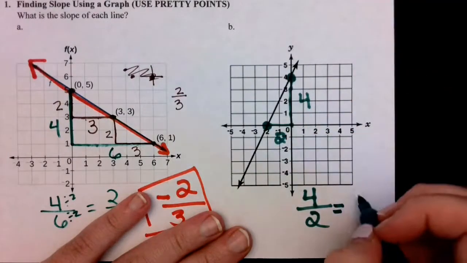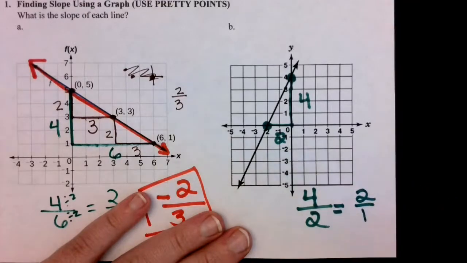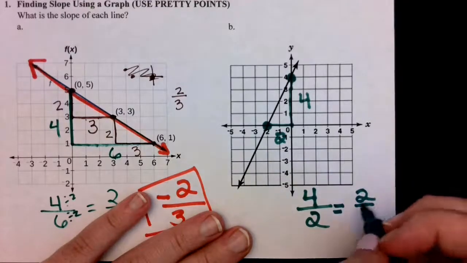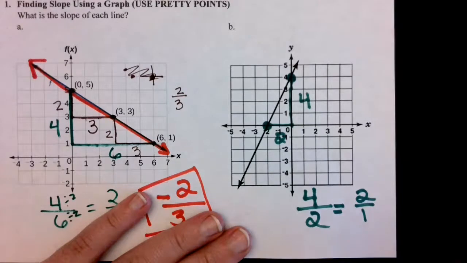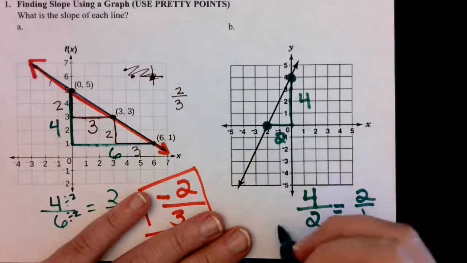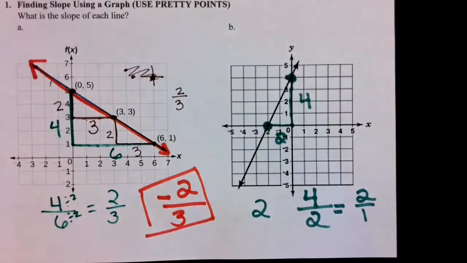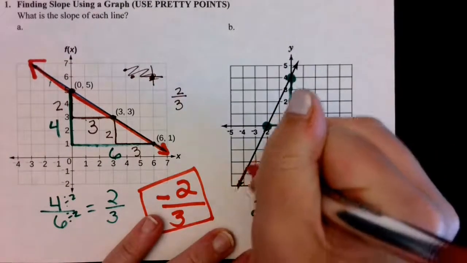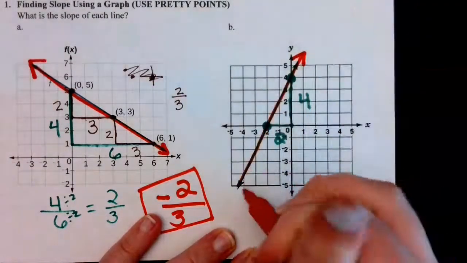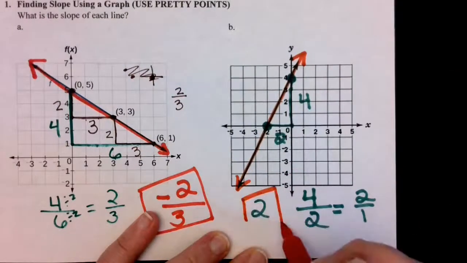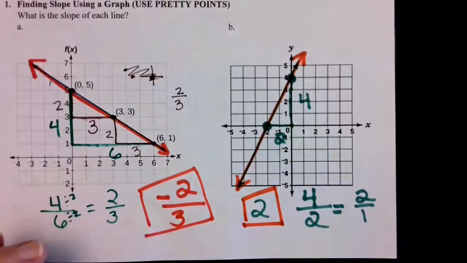4 over 2 simplifies to 2 over 1. We can leave it like that because you're going to see that it helps out later. If not, you just say 2. We notice our line is going upwards from left to right, so our slope is just a positive 2.